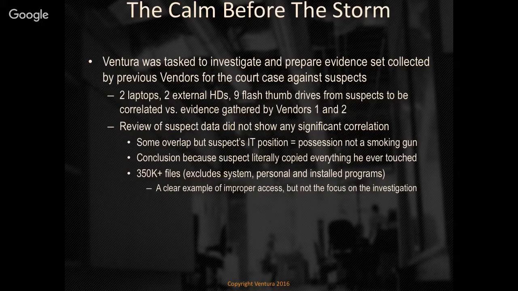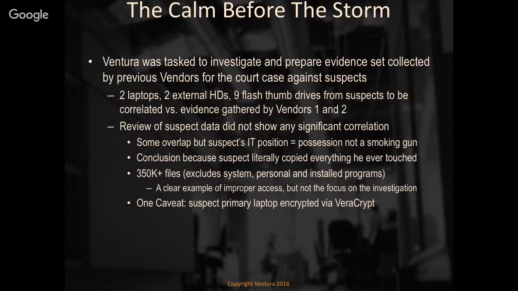So clearly an example of improper access, but since literally 1 or 2 of these 350,000 files were the ones leaked, it seems very, very unlikely that this is the guy who did it. Right now, of course, there is a caveat. One of these laptops is encrypted via VeraCrypt. And the guy's an IT guy. So we know he's got a 10, 12-digit password. And we did some work there, which I'll talk about offline, right? But, you know, we can't say for 100% certain because at least some of the data was in his primary laptop. Okay, so it's possible.